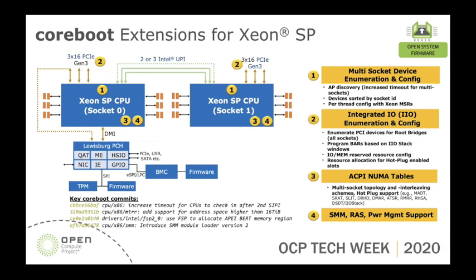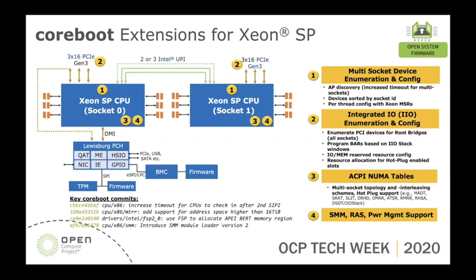ACPI NUMA tables: most of the work that we have done since the past update in the beginning of this year has been around ensuring that the DMAR setup, as well as the IIO stack related SRAT and SLIT configuration, works on the Cooper Lake platform. So there is a bit of Cooper Lake specific platform changes needed on the ACPI front. So that was a third change.